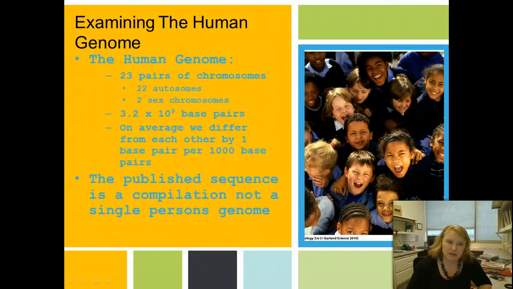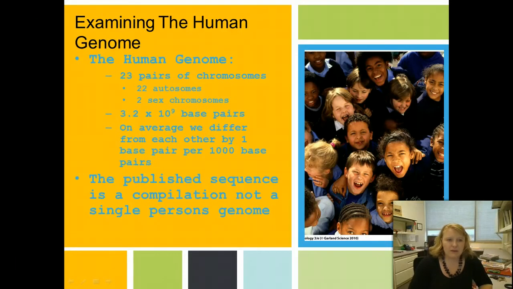So we've talked about this, the human genome. We have 23 pairs of chromosomes, 22 autosomes and 2 sex chromosomes. Hopefully at this point you really have that nailed. We did this sequencing first in 2001, and the published sequence of our genome is a compilation. It's not just one person's, because with the single point mutations within them, it would be hard to have just one person's genome be the standard human genome. So we did a compilation.